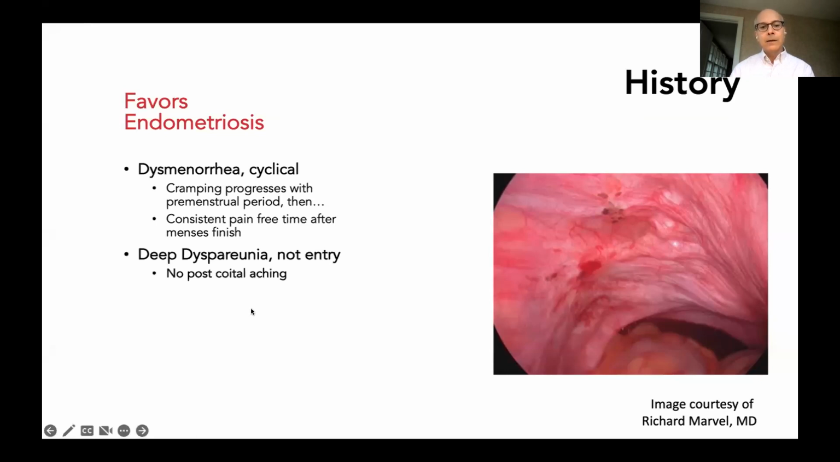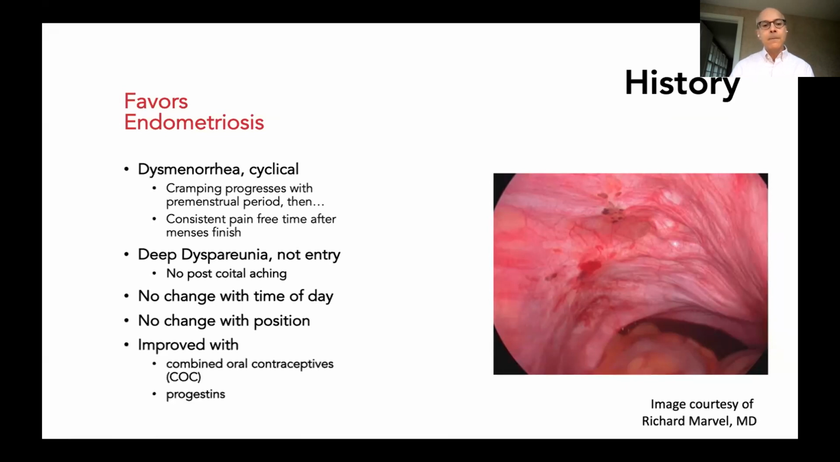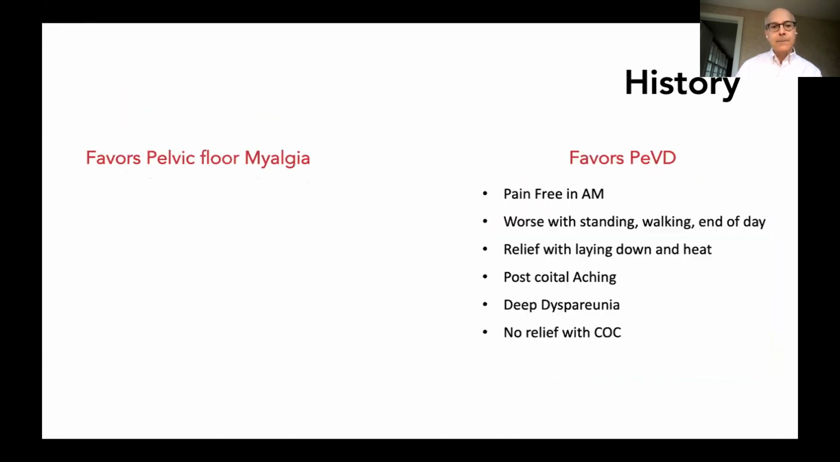They have deep dyspareunia, not entry dyspareunia, and it's unusual to have prolonged postcoital aching if it's the only thing they have. And certainly there's no change in the time of the day, no change with position, and endometriosis can be improved with combined oral contraceptives and progestins.